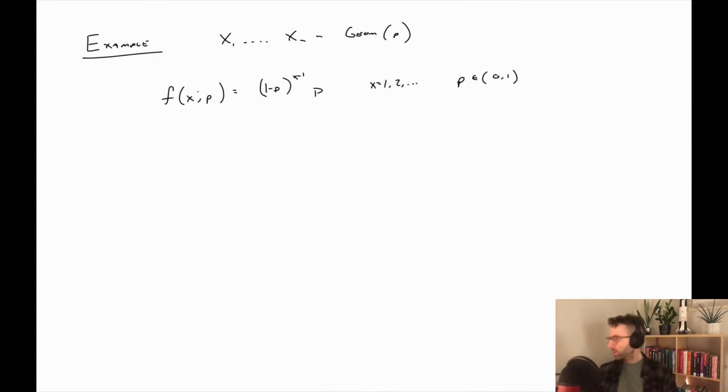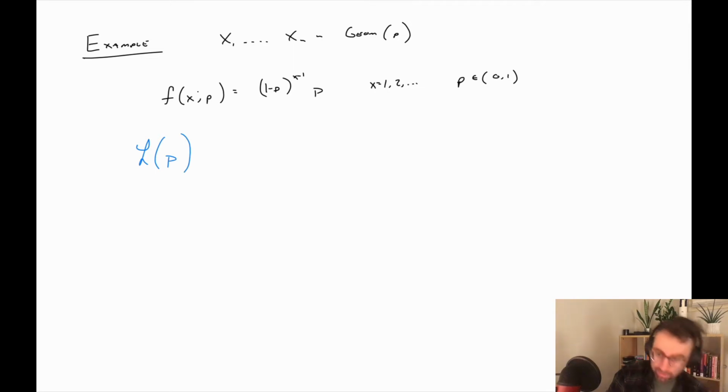Okay, so let's do a few examples. They will go from boring to less boring to actually interesting, in my opinion. This one's boring. So here we're assuming that x1 through xn are sampled from a geometric distribution with some parameter p. And here I've written down the mass function for a geometric random variable.